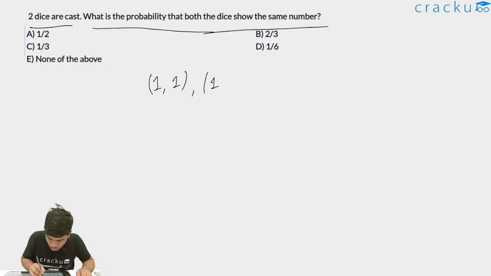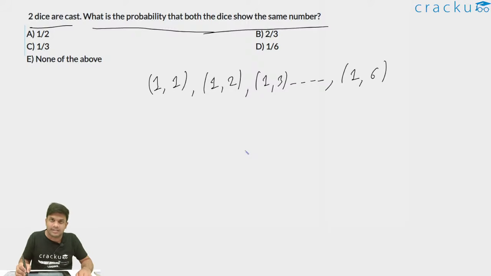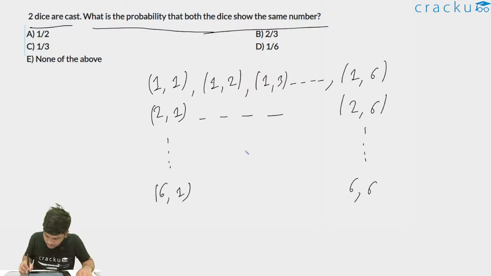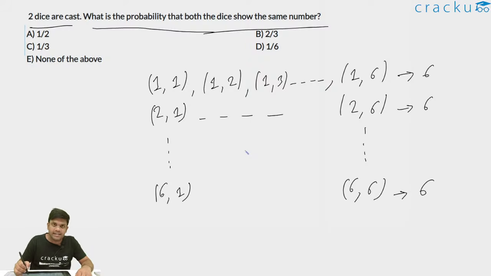It can be 1 2, it can be 1 3, up to 1 comma 6. Similarly with 2 1, up to 2 comma 6. Similarly we will go till 6 1, up to 6 comma 6. In each case there are 6 possible outcomes, and in total there are 6 rows and 6 columns. So total possible outcomes is 36 when two dice are being thrown.